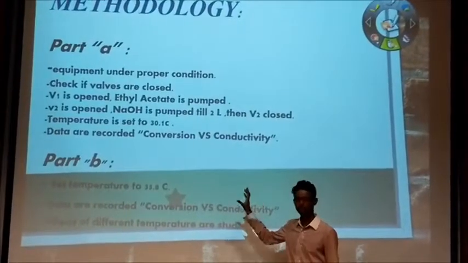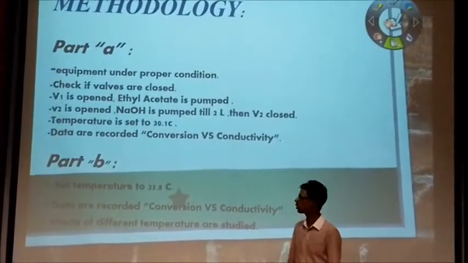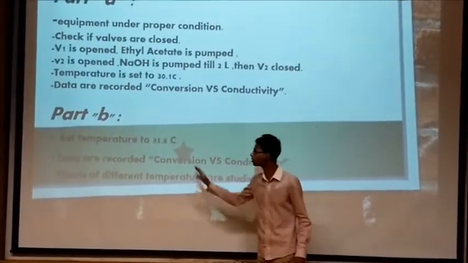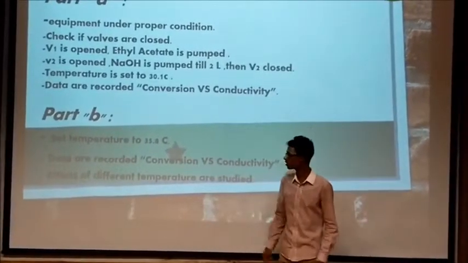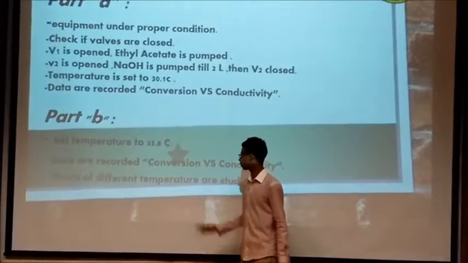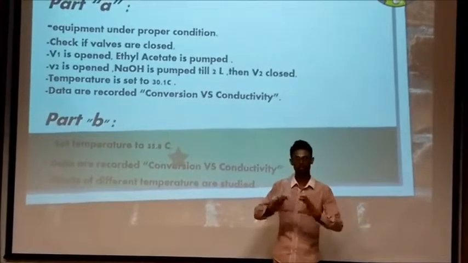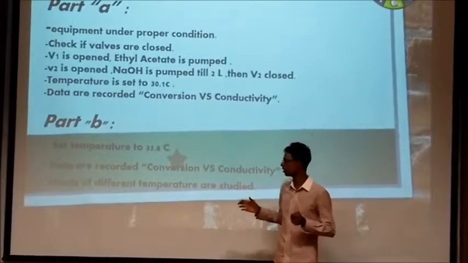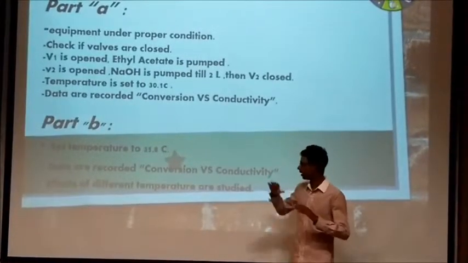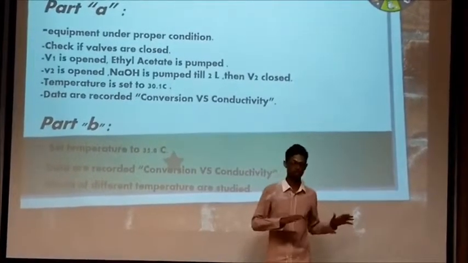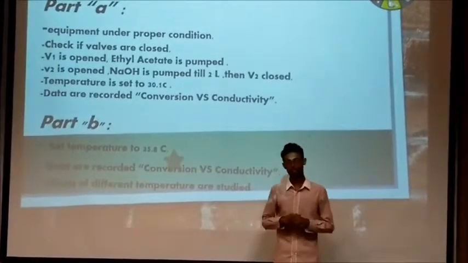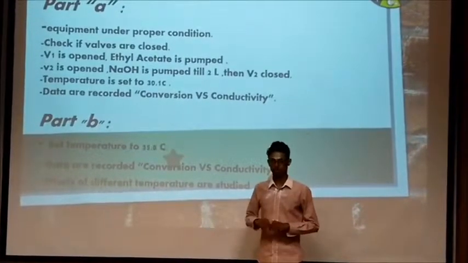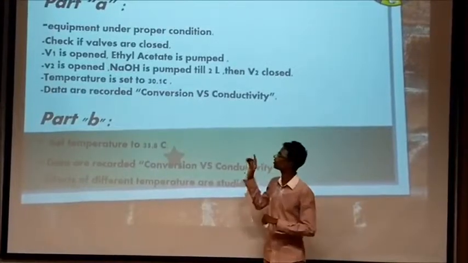When we finish part A, we go directly to part B. What should we do and what should we make sure of in part B? First of all, we set the temperature to 35.8 degrees Celsius. Later, the data of conversion and conductivity will be recorded inside the computer. At the end, we have to check and study the effects of different temperatures in this experiment, as we had two different temperatures, one lower and one higher. So we will see which one has a very high rate of reaction and which one has a very low rate of reaction. That's it about the methodology.